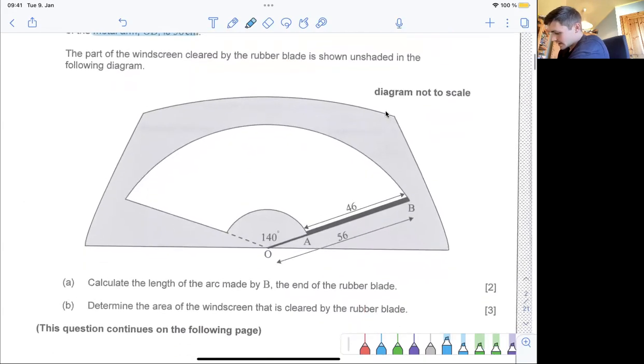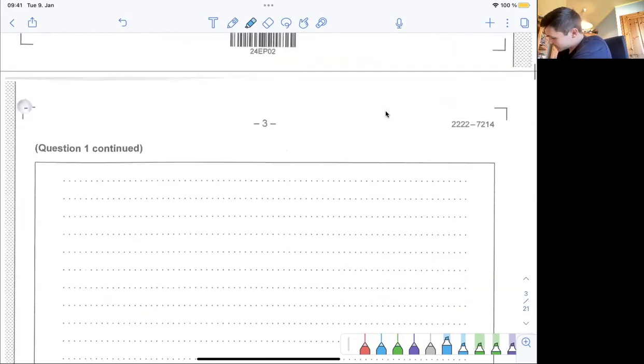Cool. Part A asks us to find the length of the arc made by B, the end of the rubber blade. Okay, so that's going to be this big arc here. And the way we're going to calculate that is using the arc length formula, which is in your formula booklet, which we'll write down here.